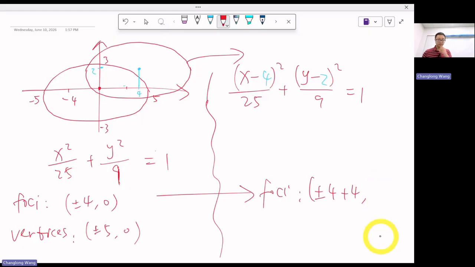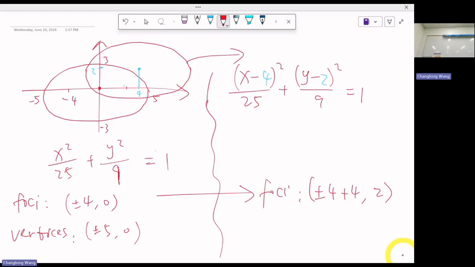Oops, not 0, because we shifted to the right, but also we shifted upwards. That means I'm going to add 2 to the y coordinate. That makes the y coordinate 2. But of course, if you don't like the compact way of rewriting it, go with the plus. It will be 8, 2. One of the vertices, right? The other one is, interestingly, 0, 2. Because it was shifted, right?